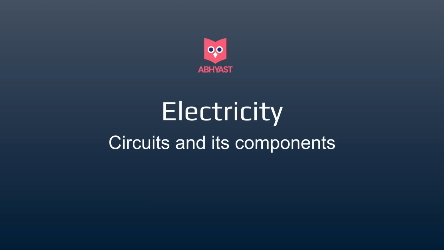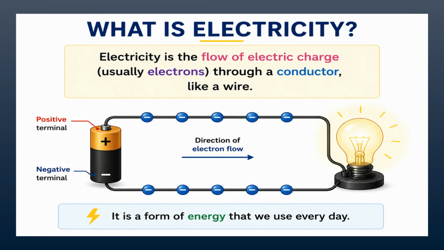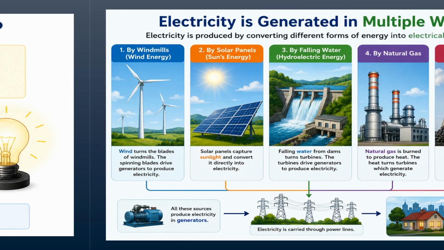Welcome to this video on electricity, where we will explore how circuits work and the key components that make them functional. So, what is electricity? At its core, electricity is the flow of electric charge, typically electrons, moving through a conductor, like a wire. It is a fundamental form of energy that powers our daily lives.